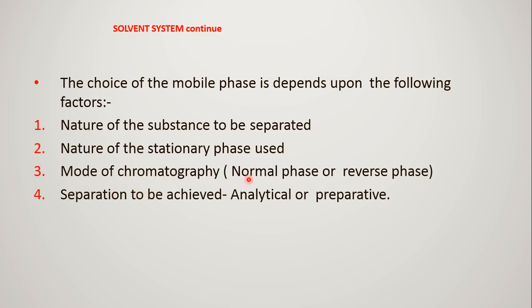Mode of chromatography: normal phase or reversed phase. We know that there are two types of chromatography, normal phase and reversed phase. In normal phase we use a polar stationary phase and a non-polar mobile phase, but in reversed phase chromatography we use a non-polar stationary phase and a polar mobile phase. So depending on what type of chromatography technique we are using, we choose our mobile phase.